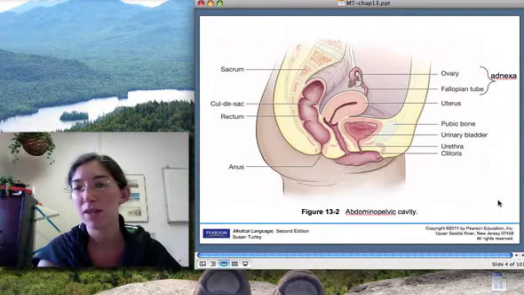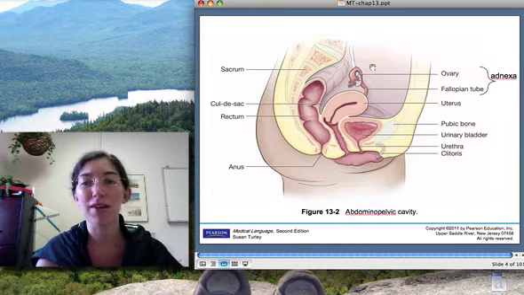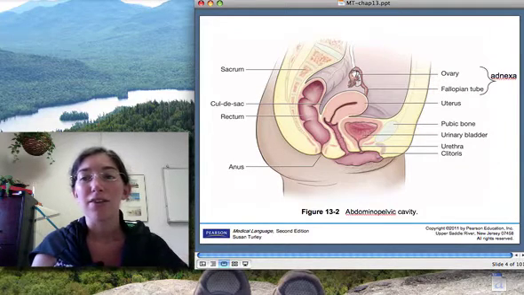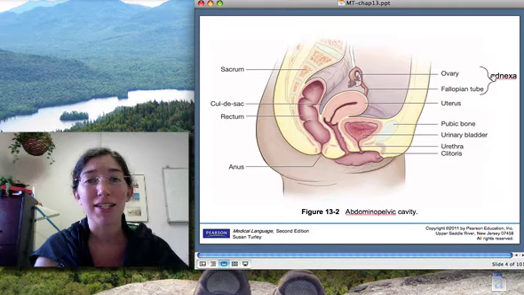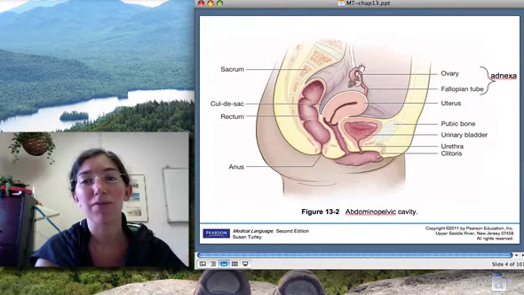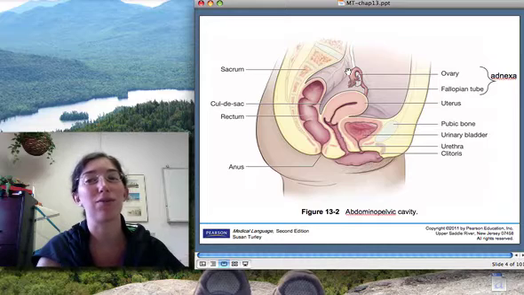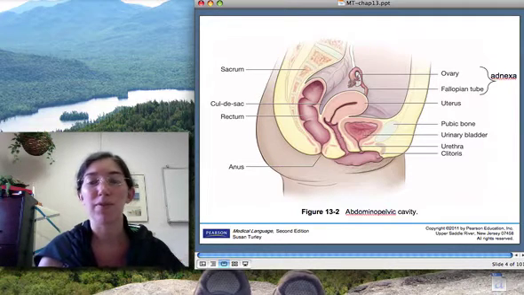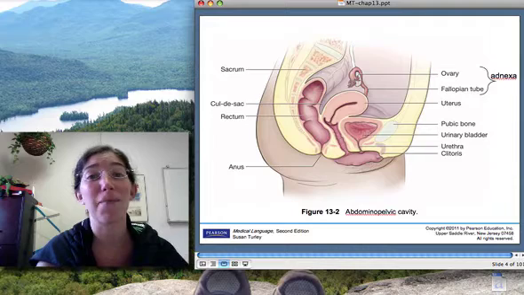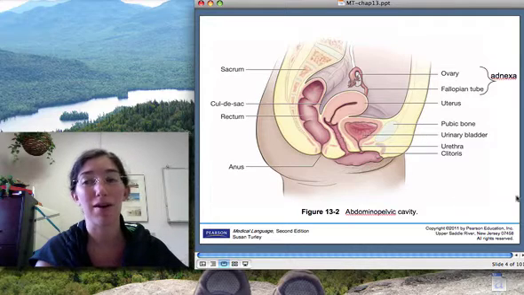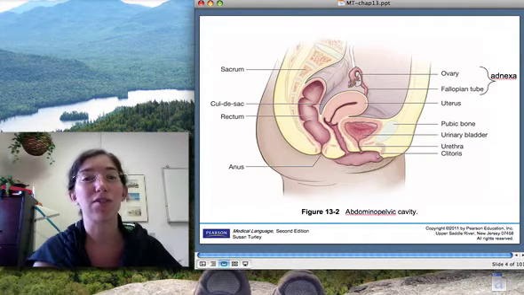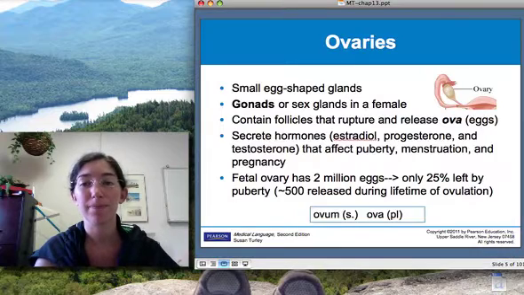So just one thing I want to point out on this slide is that there's a term called adnexa. Adnexa is a term that refers to the ovary and the fallopian tubes together as a unit. You might see that in a medical report somewhere, something about the adnexa, which refers to just the ovary and the fallopian tube.